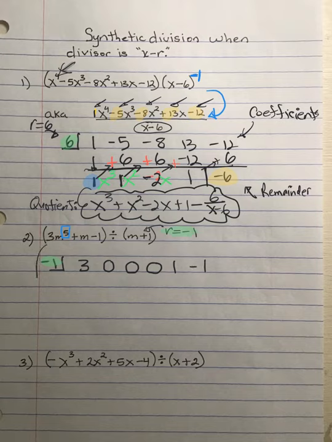So let me write this out so you can see it better. We have 3m to the 5ths. We have no m to the 4ths. We have no m cubes. We have no m squares. We do have 1m, and we have a minus 1. Do you see the 1m right there? So these are called fillers. So you must put fillers. Even if there's no constant, you'd have to use a 0 as a filler for the constant.